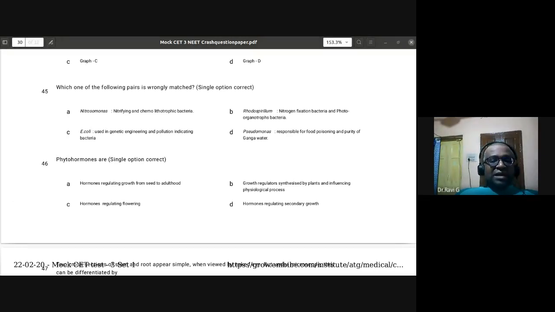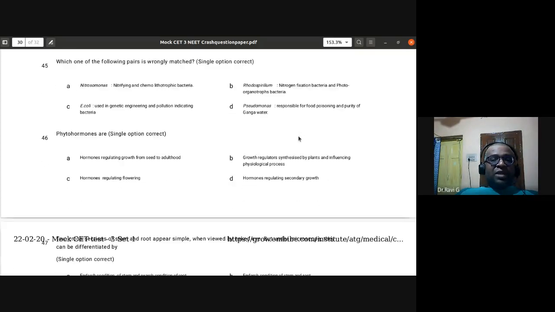You should understand that Pseudomonas are responsible for removing the oil contamination. So they act as bioremediation organisms. These Pseudomonas enhance plant growth promotion and reduce the severity of various diseases. So that's the reason D is the wrongly matched pair.